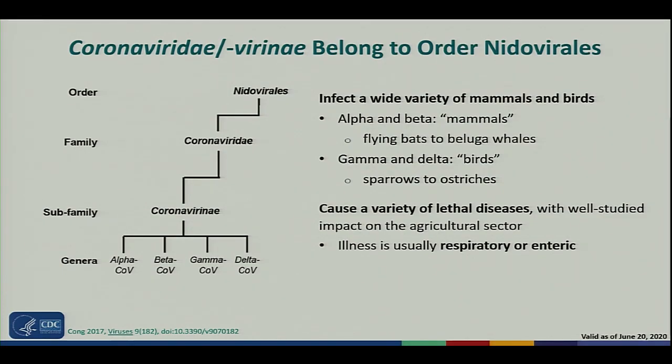They've also been isolated from many land mammals, as well as those that fly, like bats, and those that swim, like beluga whales. The gammas and the deltas mostly infect birds and have been isolated from birds across an entire spectrum of size, from sparrows to ostriches. CoVs cause a variety of lethal diseases in both mammals and birds, and for this reason have been well studied due to their impact on the agricultural sector, where they cause fatal illness in herds or flocks, usually in the form of respiratory or enteric illness. Next slide, please.